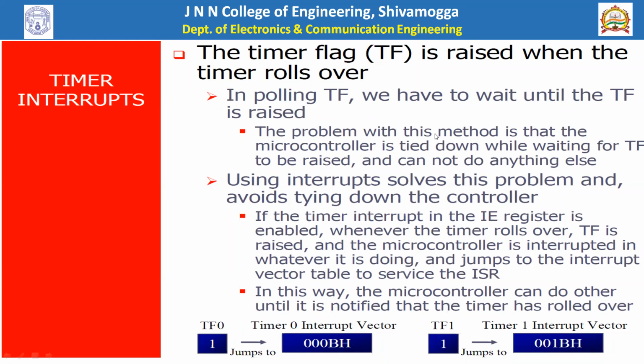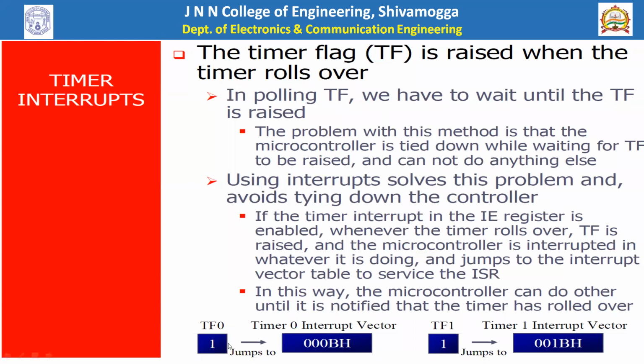The problem with this method is that the microcontroller is tied down while waiting for TF to be raised and cannot do anything other than that. To solve this problem, interrupts can be used. If the timer interrupt in the IE register is enabled, whenever the timer rolls over, the TF flag is raised. The microcontroller is interrupted, whatever it is doing, and jumps to the interrupt vector table to service the ISR. In this way, the microcontroller can do other work until it is notified by the timer rollover.